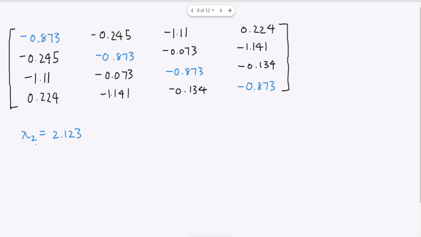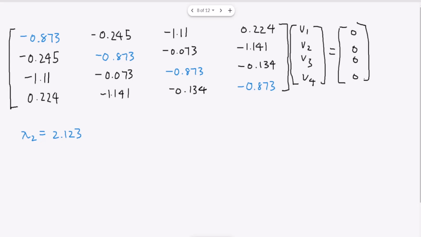For our second principal component, we have an eigenvalue of 2.123, and likewise, when we compute the system of equations for this particular system, using Cramer's rule, Gaussian elimination, whatever, you are going to get the eigenvector of negative 0.470, negative 0.502, 0.571, 0.449.